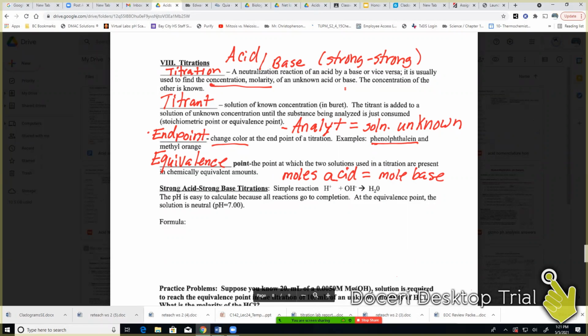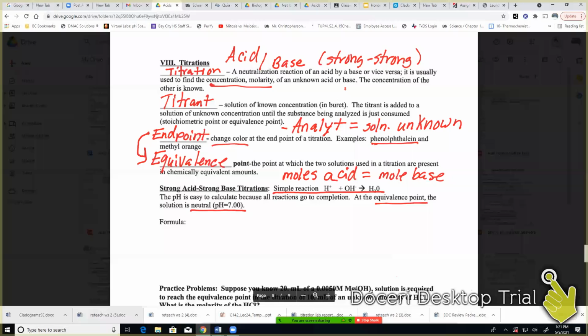So the end point is the color change, but the end point tells you you're at the equivalence point. And we're sticking to strong acids and strong bases. If we wrote that as a net ionic, it would just be the ions coming together to form water. So for a strong acid, strong base titration, when you get to the equivalence point and you stop titrating, your pH should be pretty close to 7.